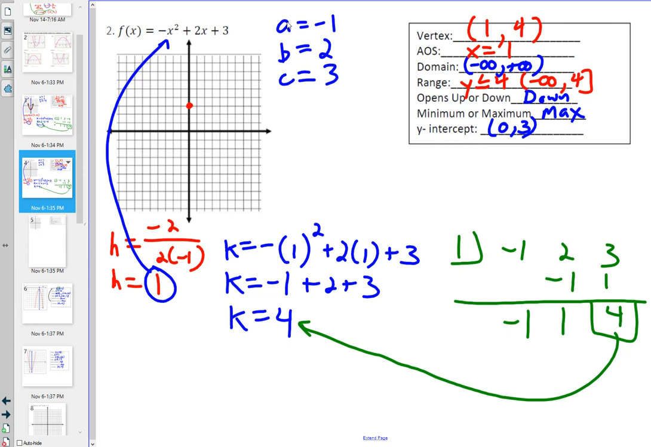So when we graph, remember that the axis of symmetry goes over the vertex. How far away is the y-intercept from that axis? 1. So you go 1 on the other side, and then all the children have their downward facing parabola.